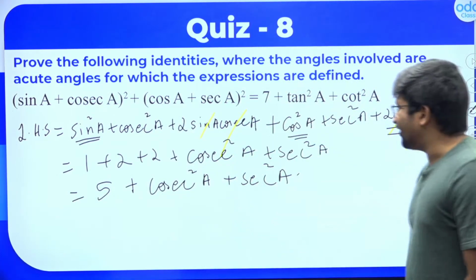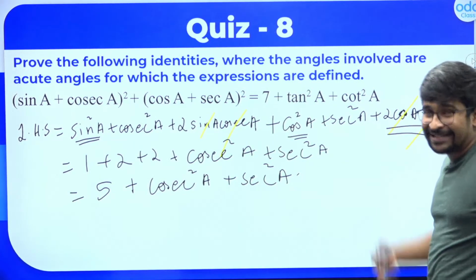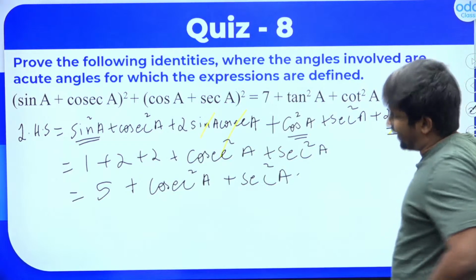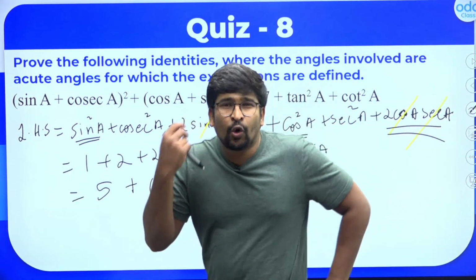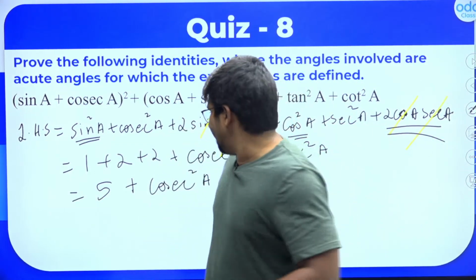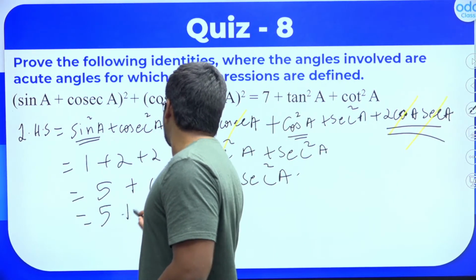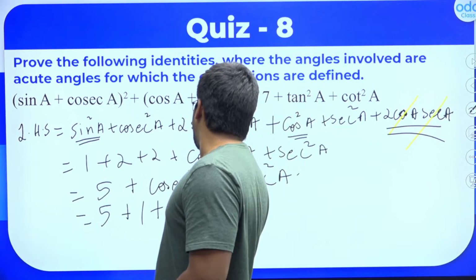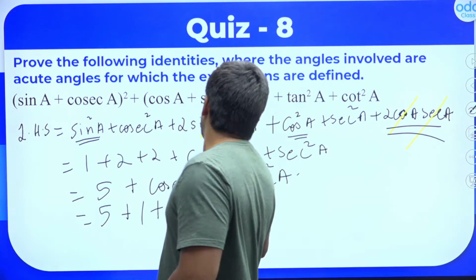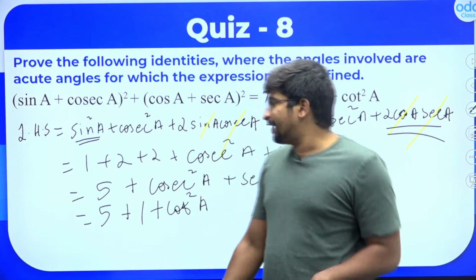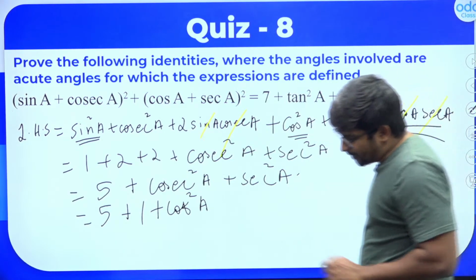How can you convert cosec square A and sec square A in terms of tan square A and cot square A? You know that cosec square A minus cot square A is 1, so cosec square A can be written as 1 plus cot square A. I hope you have the identities by heart.